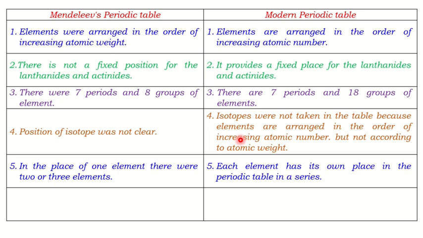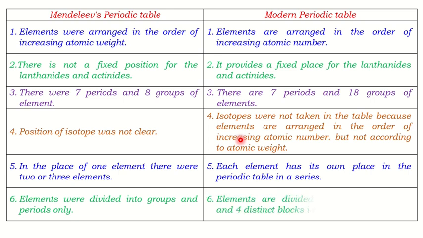Okay, let's have the table again. Now, sixth point. Elements were divided into groups and periods only in the old periodic table. But in the modern periodic table, elements are divided into groups, periods and four distinct blocks, that is S block, P block, D block and F block.